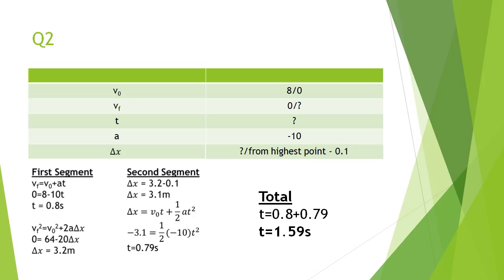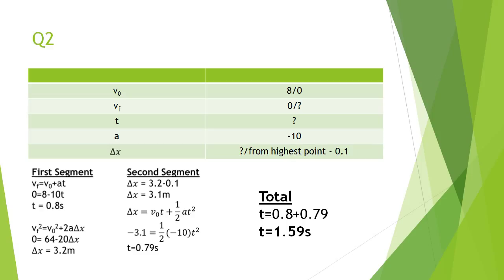So let's get started. First, we will find the t for the first segment, and we use the formula Vf equals V0 plus at. So we substitute all the numbers in. We find that t equals 0.8 seconds. Hold on to that. Now we need to find the delta x, for which we use the formula Vf squared equals V0 squared plus 2a delta x. So now, we can find that delta x is 3.2 meters.